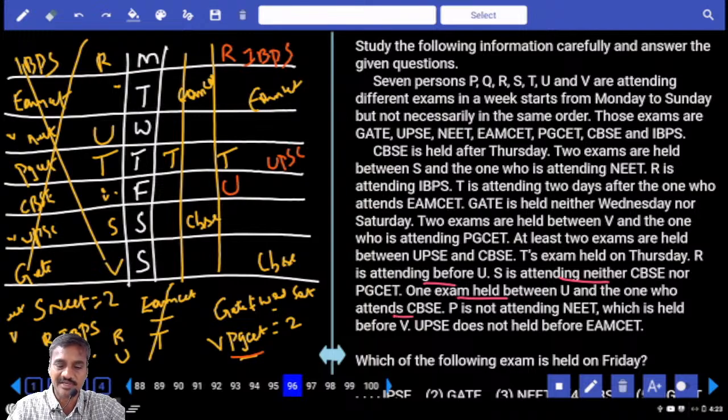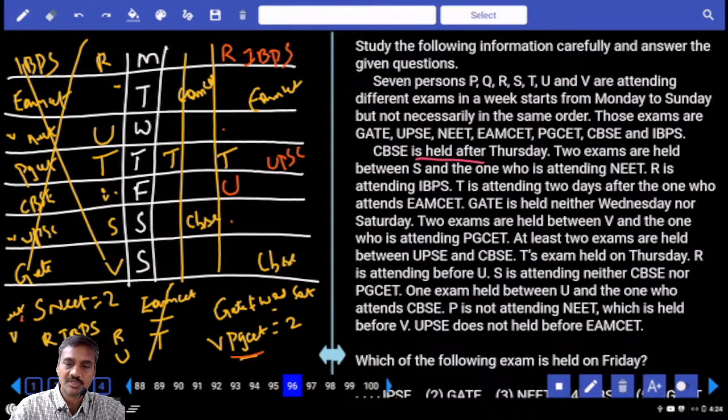And P is not attending NEET. NEET was held before V, and so there must be exactly 2 between V and PGCET. Now V and PGCET there must be exactly 2, and NEET is before this V. Now V cannot be at this place. If V is here, then there are exactly 2 between V and NEET.